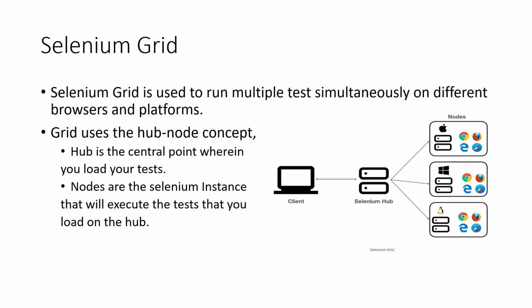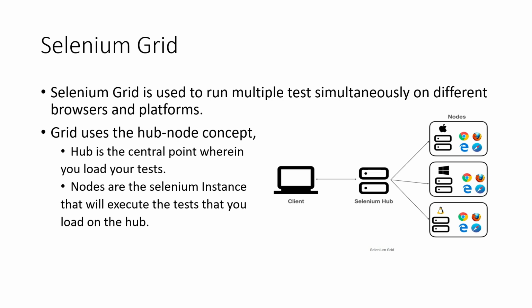Today we are going to see about Selenium Grid. Selenium Grid is used to run multiple tests simultaneously on different browsers and platforms. Grid uses the hub-node concept. Hub is the central point where you load your test. Nodes are the Selenium instances that will execute the test that you load on the hub.